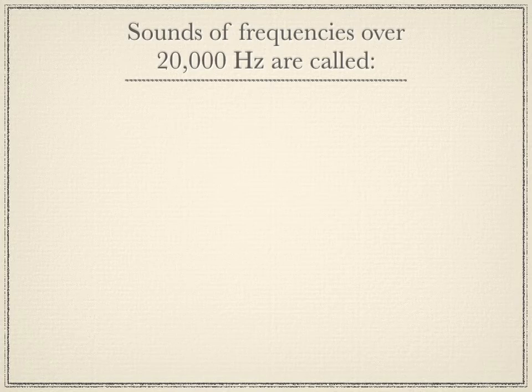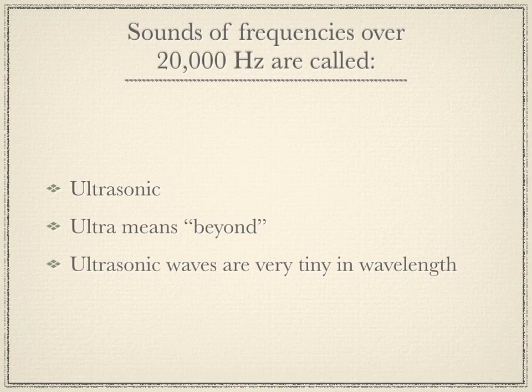Sounds of frequencies over 20,000 hertz are called ultrasonic. Ultra means beyond, so anything beyond 20,000 hertz is ultrasonic. And remember that when we deal with very high frequencies, we have very tiny wavelengths. These are the ones that can penetrate very easily and let us see pictures inside your body.